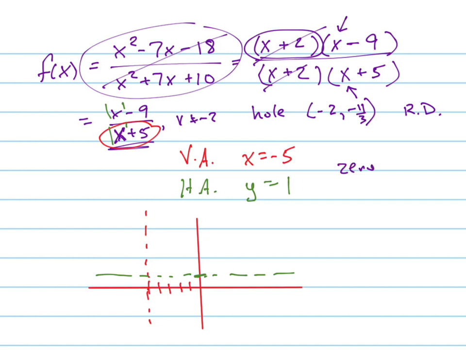Zeros. How do I find zeros? I take my numerator and set it equal to 0. So what's the 0? 9 comma 0 is one of my zeros. So that's way over here somewhere, and I could also find my y-intercept by just plugging 0 in for x, and then I would have -9/5 for y. So -9/5 is almost -2. So it's down here. You don't have to make it exact.